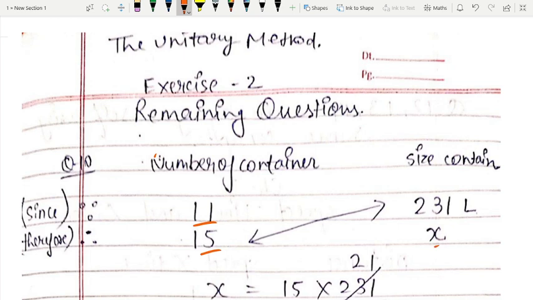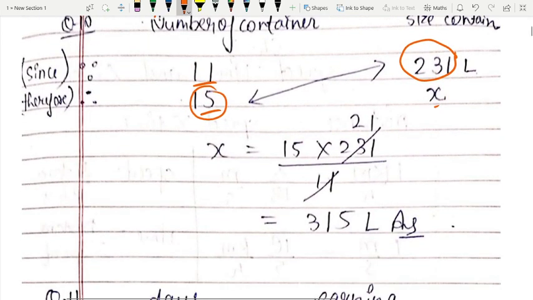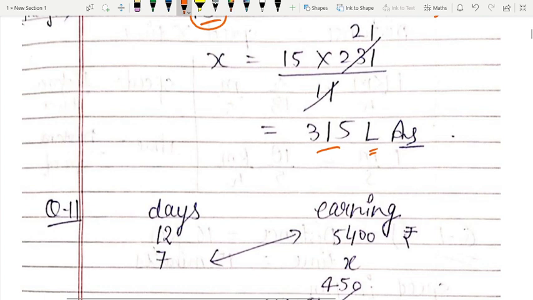Now we will do cross multiplication. This number 15 is multiplied by 231 and x is multiplied by 11. So basically the number which is multiplied with x, we can write down in the denominator. So 15 multiplied by 231 divided by 11. 231 divided by 11 will give 21, and after multiplication you will get the answer 315 liters. I hope it is clear to you, and note it down in your notebook.